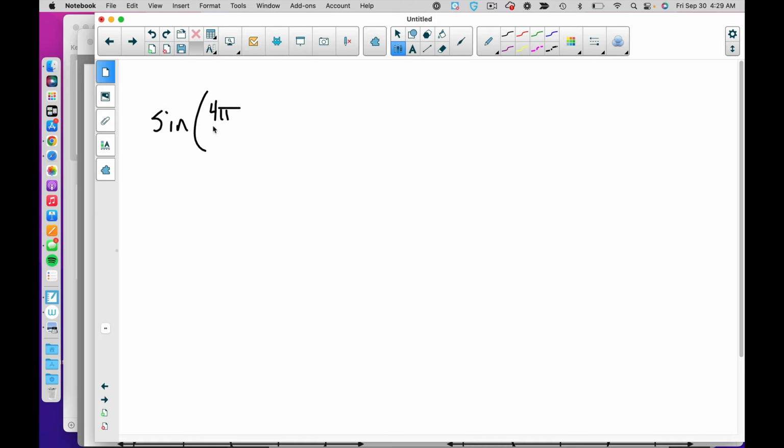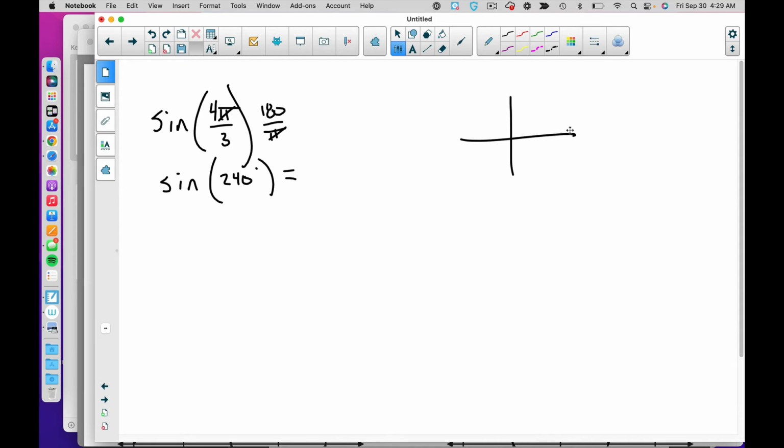How about this guy? Sine of 4 pi over 3. First move, go degrees. So I'm going to multiply by 180 over pi. That's the trick. Pi's cancel. 3 goes into 180 60 times. 60 times 4 is 240. So now I'm going to think about what quadrant 240's in.